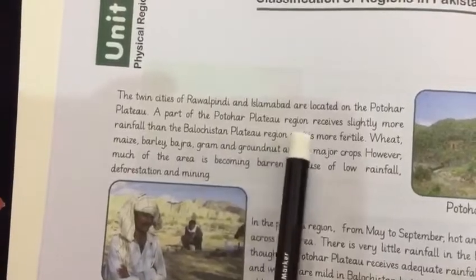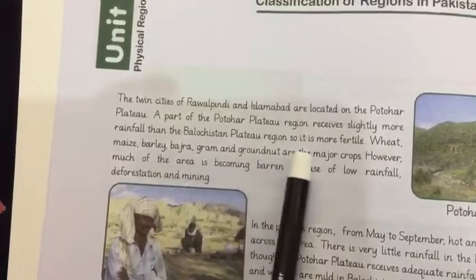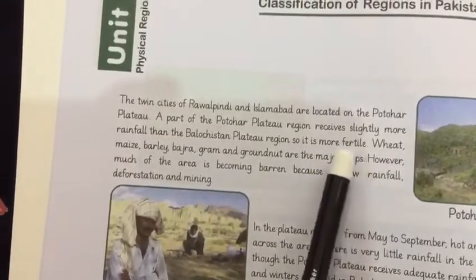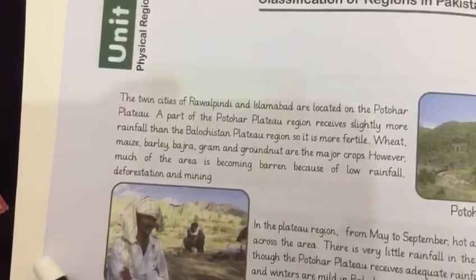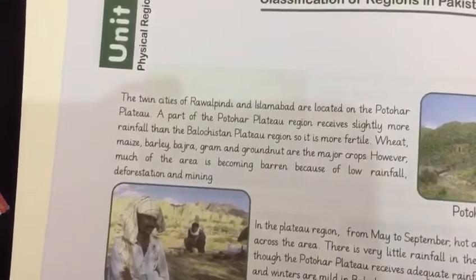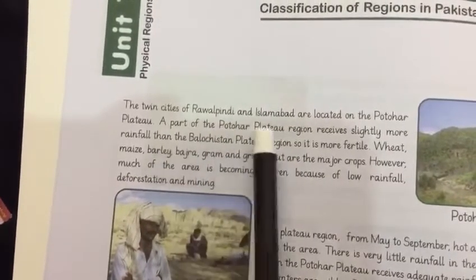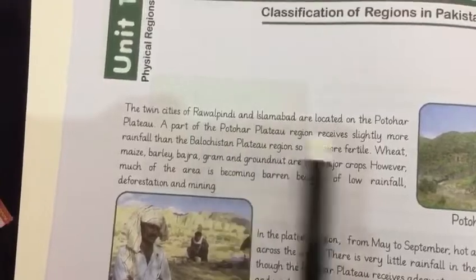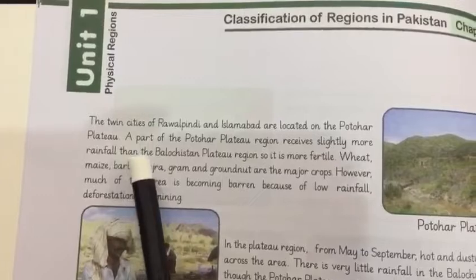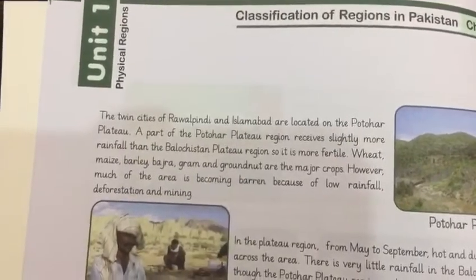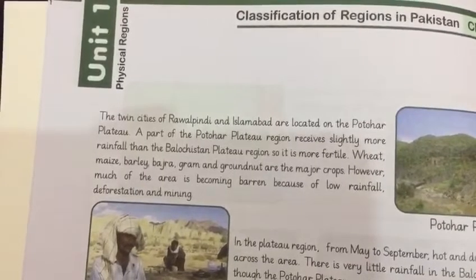The part of the Potohar Plateau region receives slightly more rainfall than the Balochistan Plateau region, so it is more fertile. Fertile means that its soil is good, so it could be used for cultivation and for agriculture. So they are saying that the twin cities of Islamabad and Rawalpindi are located on the Potohar Plateau, where there is a little more rainfall as compared to the plateaus of Balochistan.